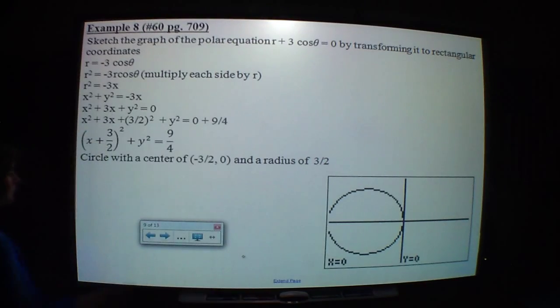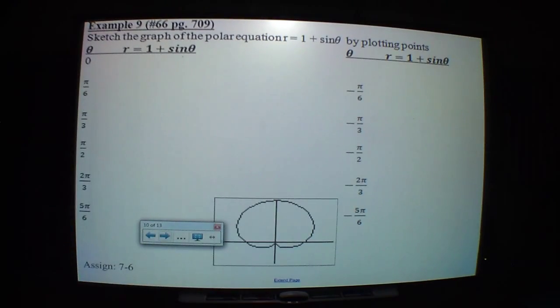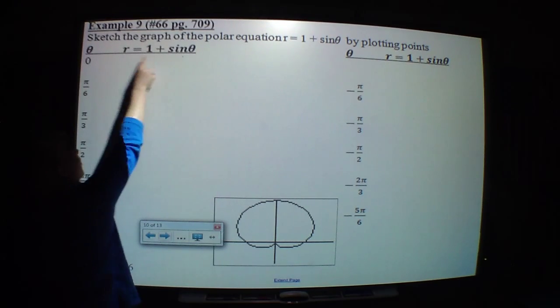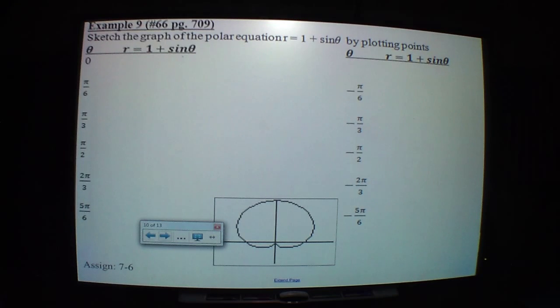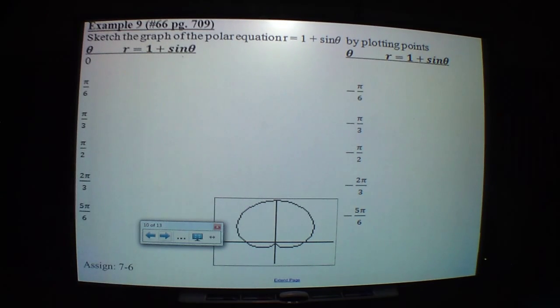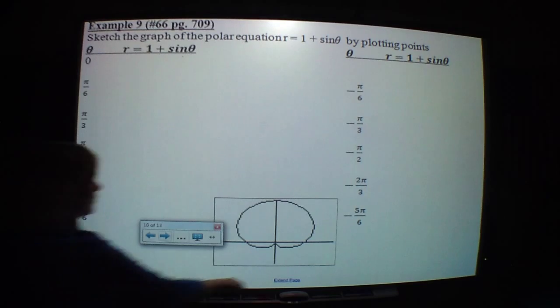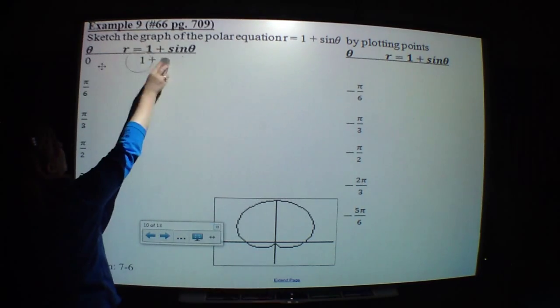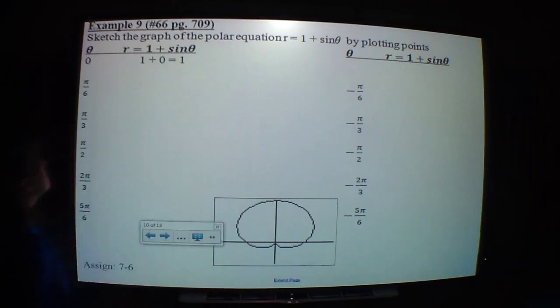Next one. Sketch a graph with the polar equation r is equal to 1 plus sine of theta by plotting points. So here, this is just like an xy table. But my x is theta, and my y is 1 plus sine of theta. So now think about the unit circle. Sine of 0. Sine is y over r. At 0, your y is 0. So here you'll have 1 plus 0, which is 1.